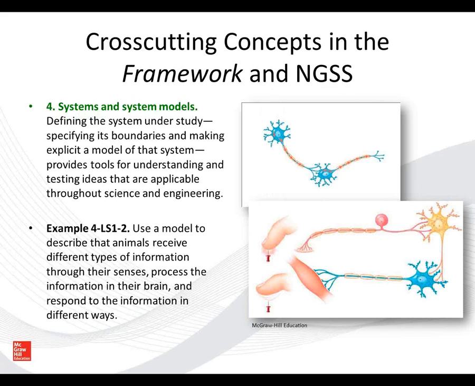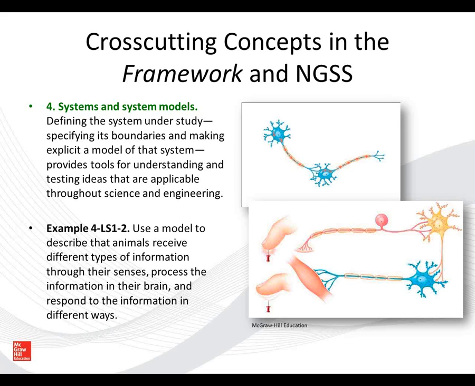And if I'm right, I'm trying to predict which one's coming up. No, I'm wrong. This one is systems and system models. So the example here is that students are able to use a model to describe that animals receive different types of information through their senses, process the information in the brain, and respond to the information in different ways.